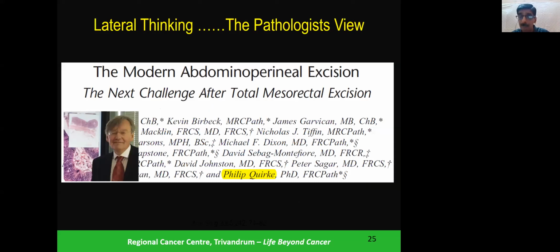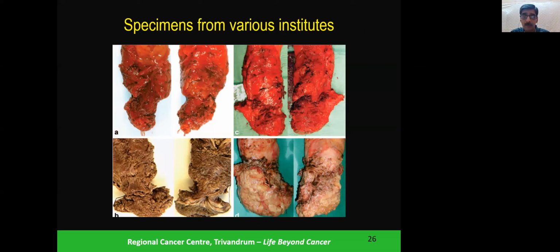This particular aspect of the importance of doing an APR in a proper way was highlighted not by a surgeon, but by a pathologist known as Philip Quirke. And he went around the UK and found that from various centers, the specimens were looking good in the upper part, but in the lower part, the specimens were not looking good.